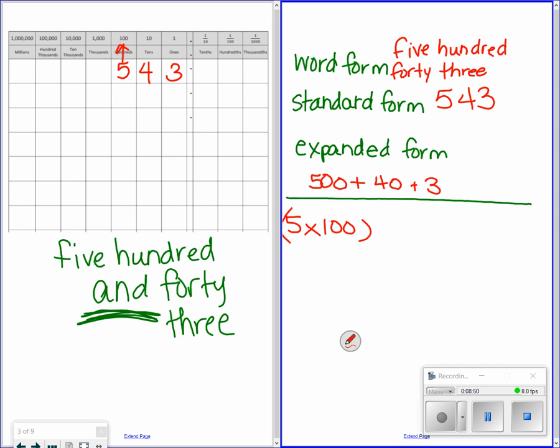So how would you write the 4? How would you write it? I mean, it's right there in your face. How would I write it? You write it with 4 times 10. So it's plus 4 times 10.